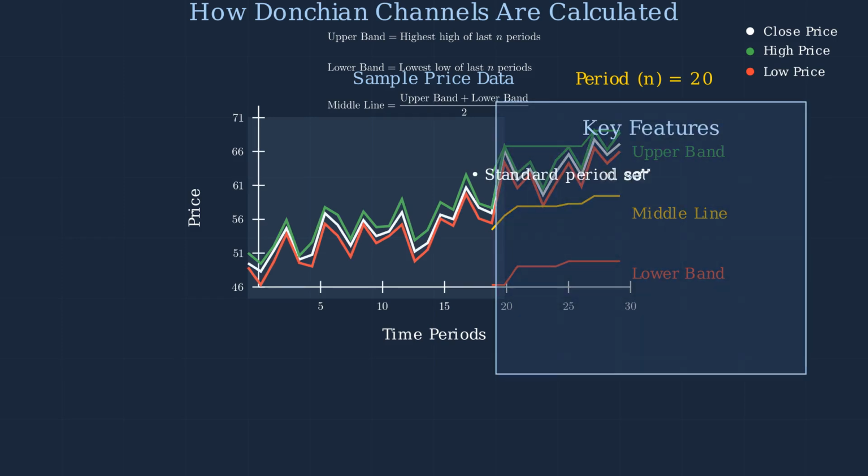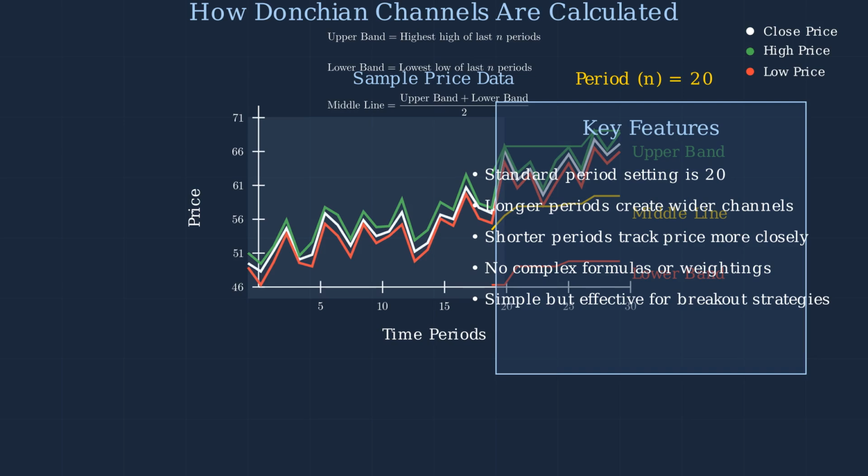Unlike many other technical indicators, Donchian channels don't require complex mathematical formulas or weighted averages. Traders can adjust the period setting based on their trading time frame and strategy. Shorter periods create narrower channels that follow price more closely, while longer periods create wider channels that filter out minor price movements. The simplicity of Donchian channels makes them accessible for beginners, while their effectiveness in identifying trading ranges and breakouts makes them valuable for experienced traders as well.